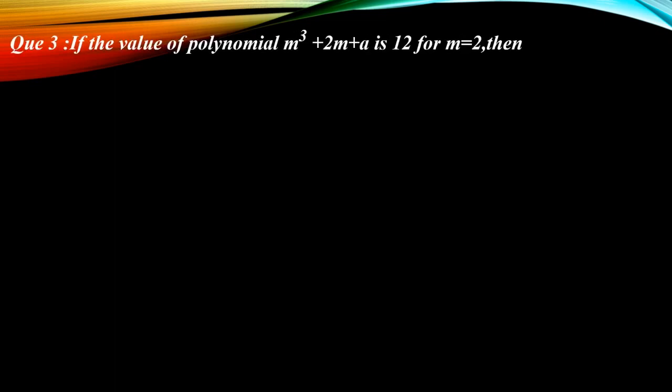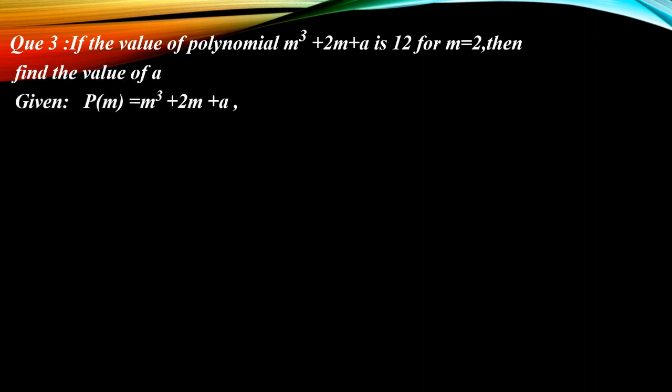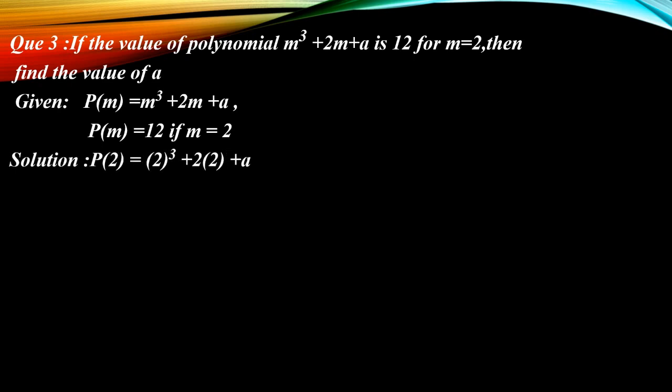Now question number 3. If the value of polynomial m raised to power 3 plus 2m plus a is 12 for m equal to 2, then find the value of a. Given is P(m) is equal to m raised to power 3 plus 2m plus a, and P(m) is equal to 12 if m is equal to 2. Therefore, P(2) is equal to 2 raised to power 3 plus 2 into 2 plus a after substituting m is equal to 2 in the polynomial.